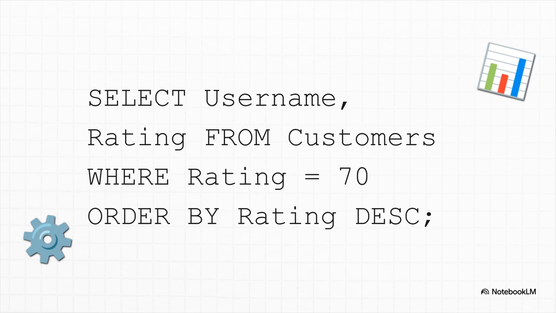I mean, look at this query here. You're directly asking the database for exactly what you want, no messing around. You're selecting usernames and ratings from customers with a rating of 70, ordering it just so. The key takeaway here, it's all about control. You get to be super specific, no middleman, just a direct line to your data.